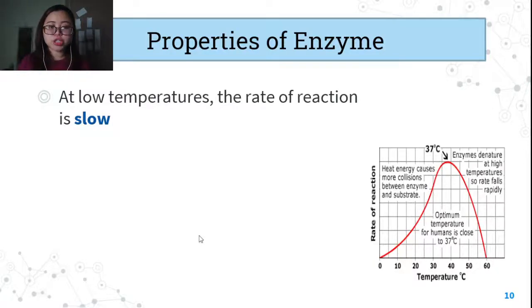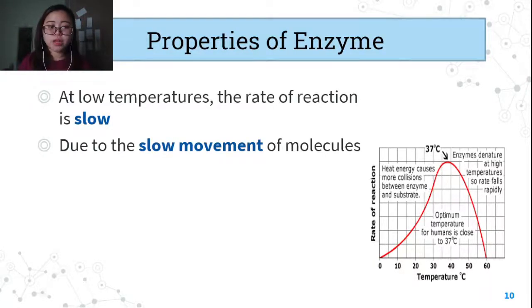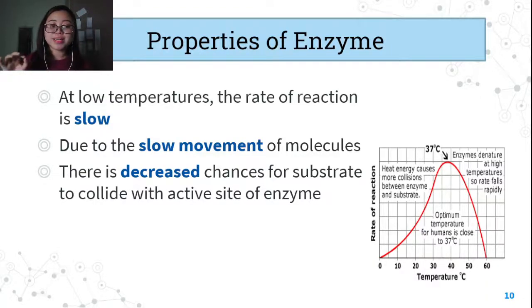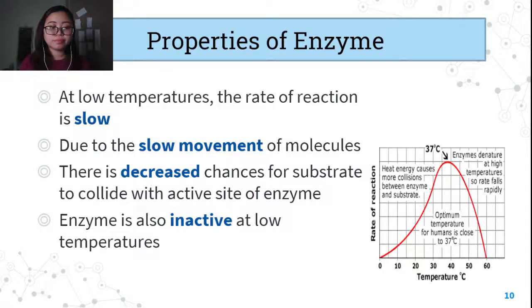At low temperatures, the rate of reaction is slow due to the slow movement of molecules. And therefore, there is decreased chances for the substrate to collide with the active site of enzyme. Enzyme is also inactive at low temperatures. So, kalau ada orang tanya, apa terjadi pada enzyme pada suhu yang rendah, yang di bawah optimum temperature dia, kamu boleh explain dengan cara ini.